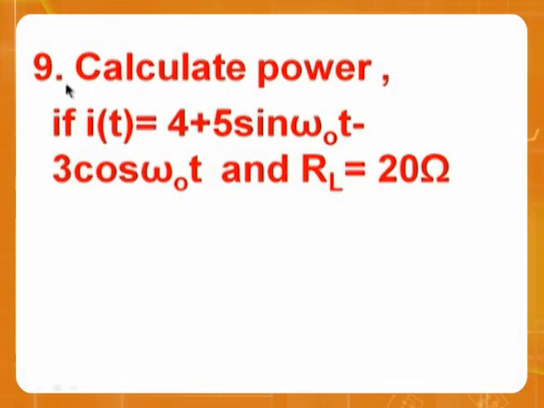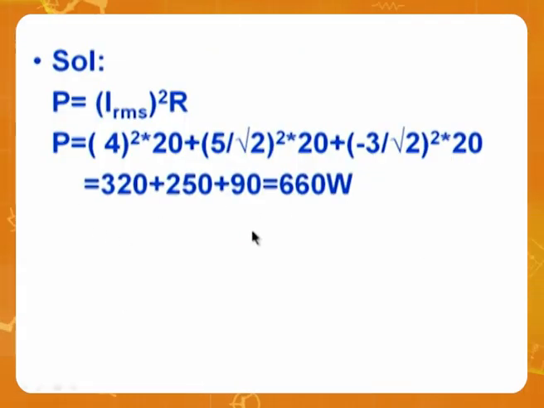This is a multi-tone signal. Again, multi-tone signal. Calculate power if i of t is 4 plus 5 sin omega t minus cos omega t and RL is equal to this. Actually you have two things here. One is sin, the other is cos, so indirectly that means an angle of 90. How to calculate if I and R are given? As you know, power is I rms square into RL.